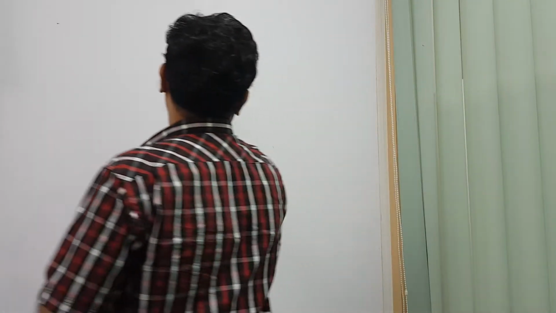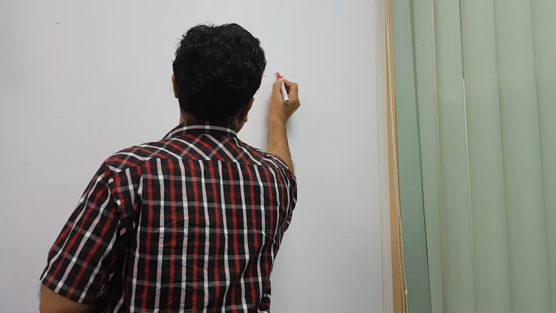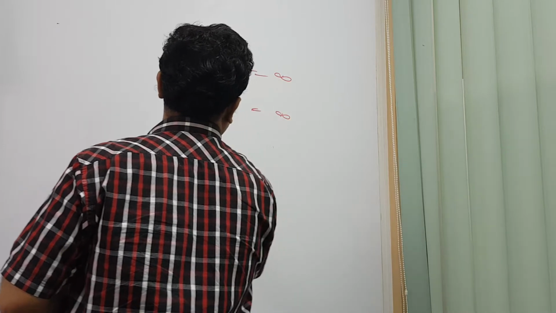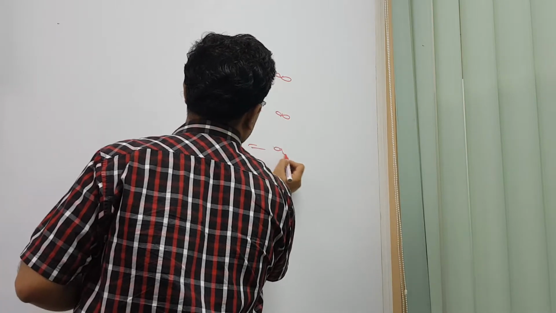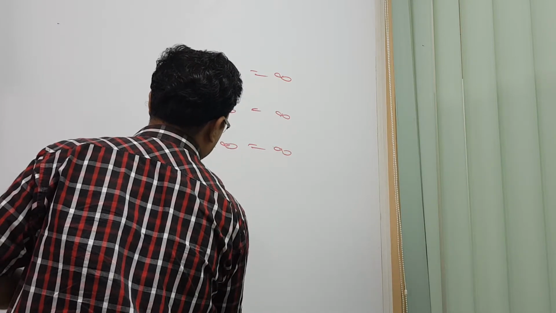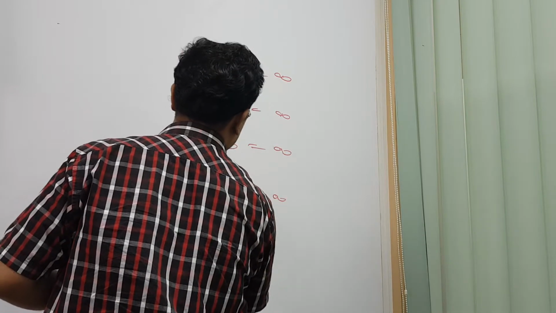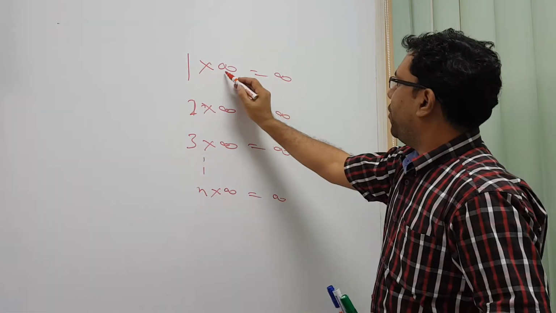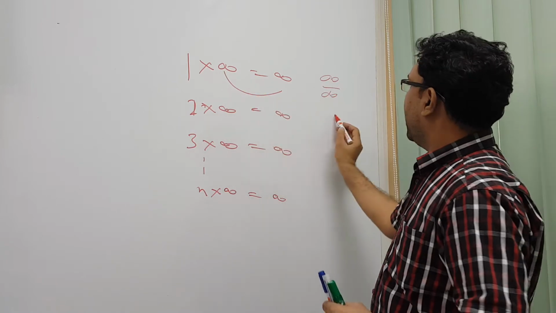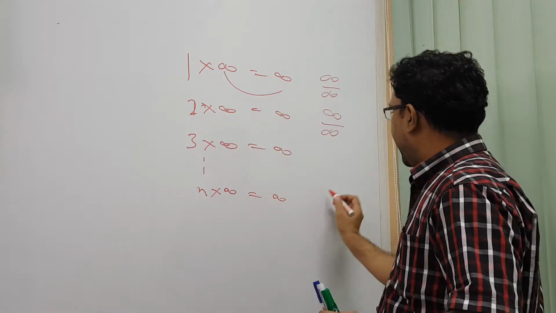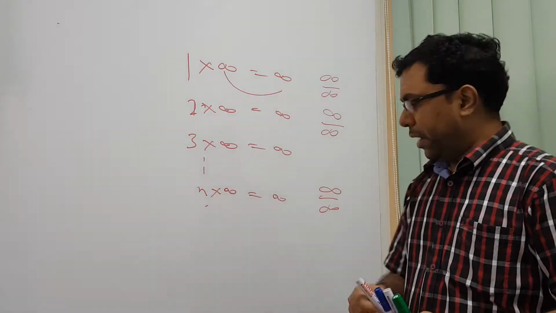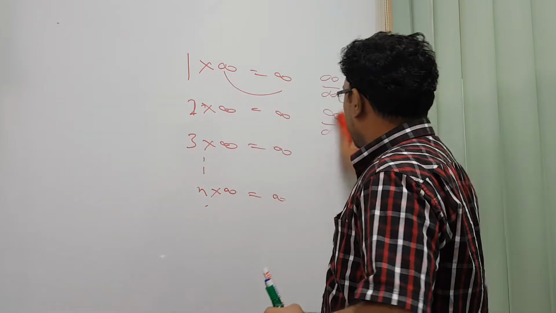I will explain: 1 into infinity equals infinity, 2 into infinity equals infinity, 3 into infinity equals infinity, and n into infinity equals infinity. If you take this to the other side, then infinity upon infinity equals 1, infinity upon infinity equals 2, like that, infinity upon infinity equals n. So in the same manner it is not defined. Now I will talk about the constant.